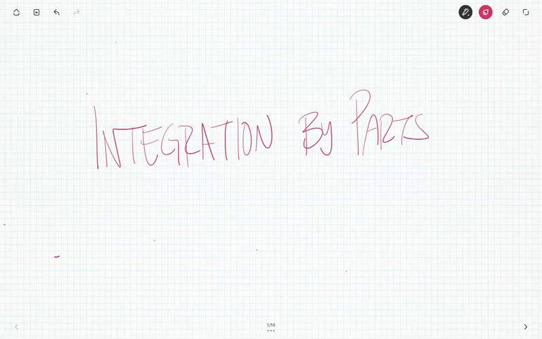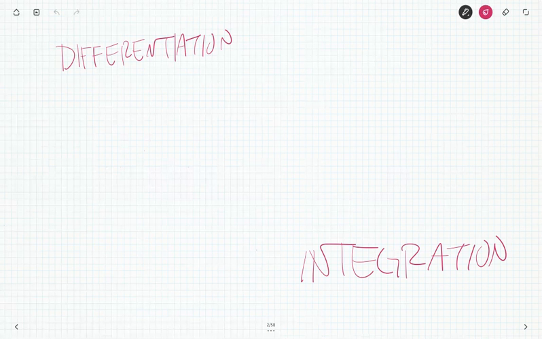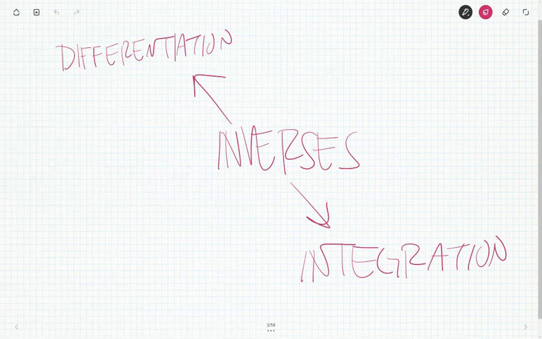So this lecture video is going to cover the process of integration by parts. And so we'll start by just remembering the relationship between differentiation and integration. And in fact, these processes are what we call inverse processes, which means that they reverse one another.